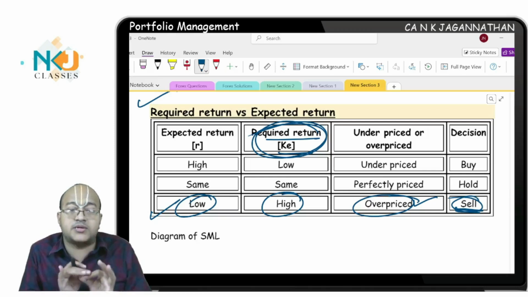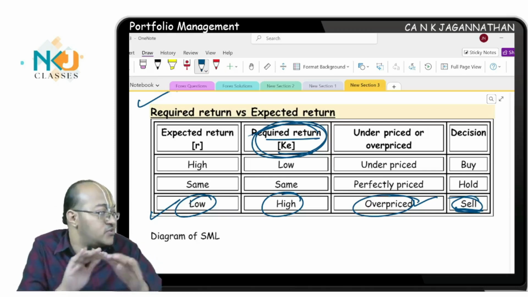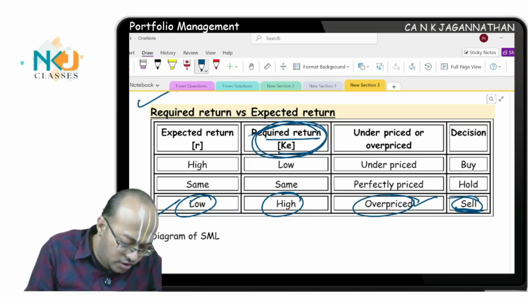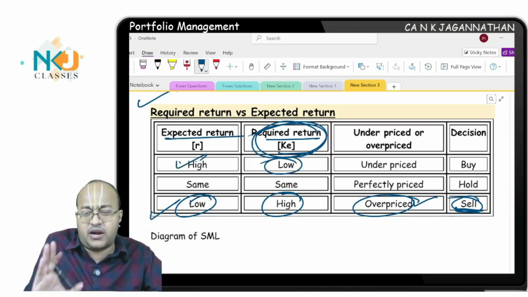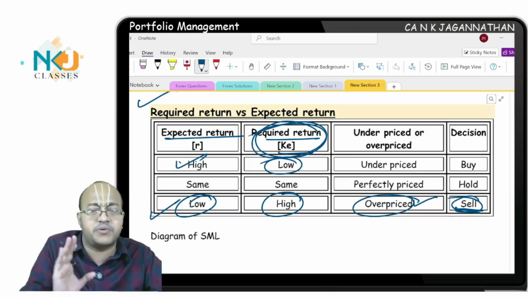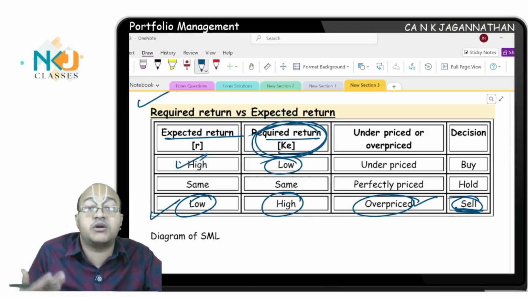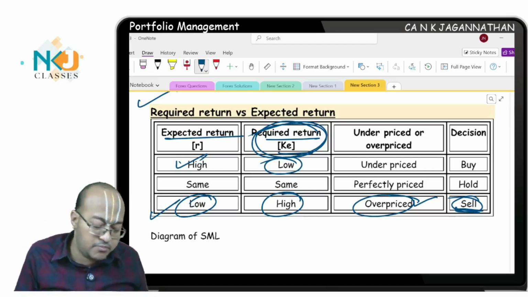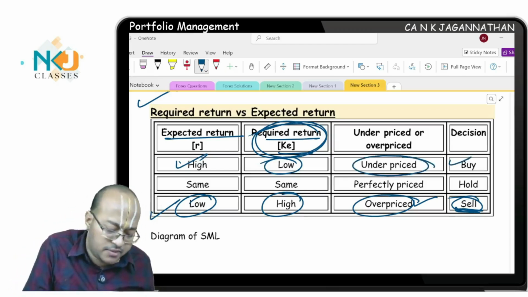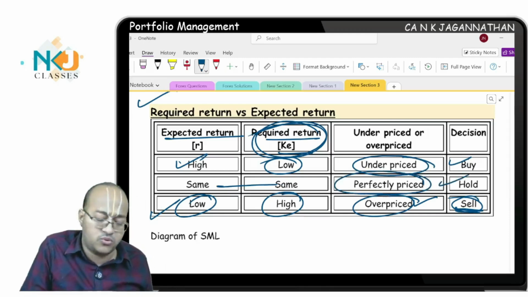If you have not bought the security, then never buy the security, which is not at all fulfilling your requirement. Next, expected return is high, required rate of return is low. After analyzing the security, I require only 10% return. But this security is giving me 20% return based on the past data analysis, mean return, correct? Will I buy the security? Of course, yes, this is underpriced. Buy it. And if perfectly priced, hold the security.